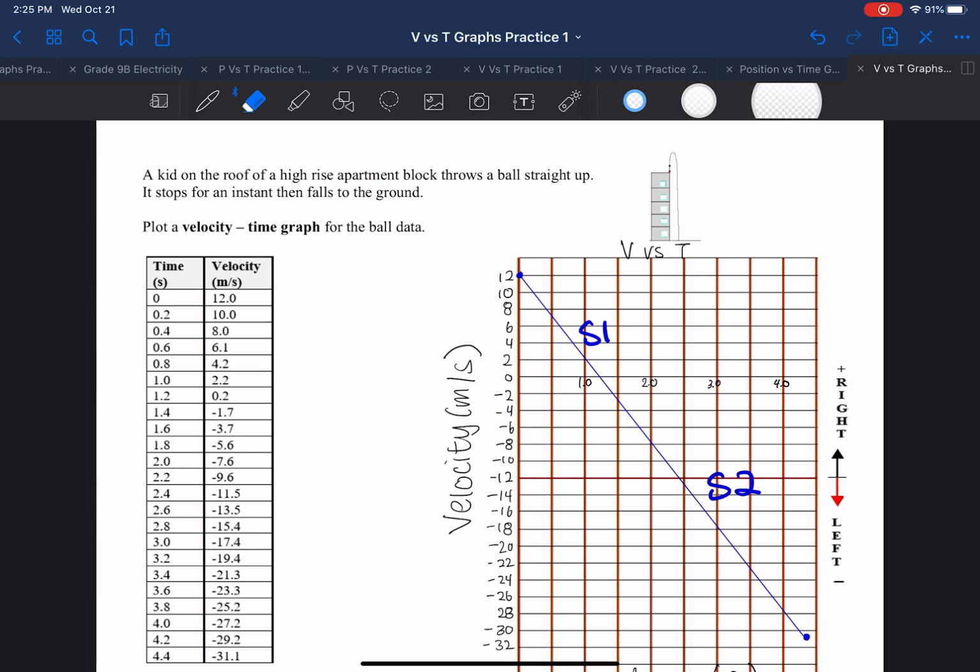So let's start by reading off the question. A kid on the roof of a high-rise apartment block throws a ball straight up. It stops for an instant, then falls to the ground. Plot a velocity time graph for the ball data.